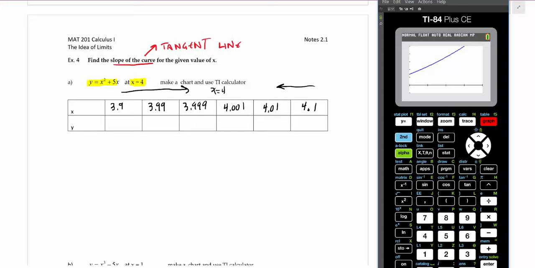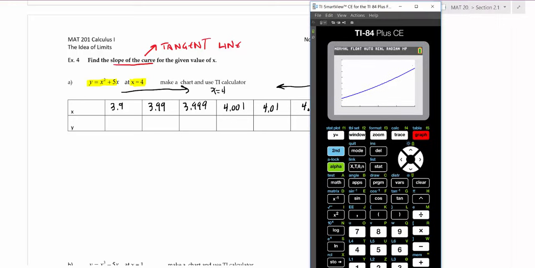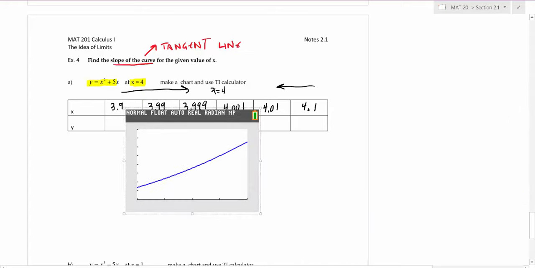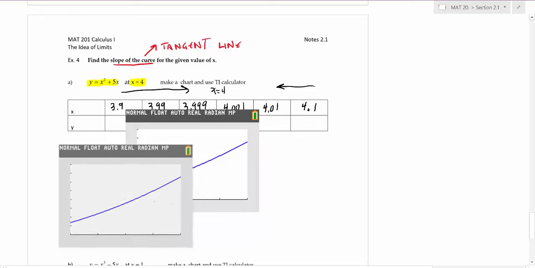I'm going to graph in a similar window. I'm going to make my window go from 0 to, I'm going to say, 80 maybe. Let's try that: 0 to 80, 2 to 6. And that's a pretty good graph. Then I'm going to put this on here, and we're going to trace and do the table of values. I just got the graph to refer to.